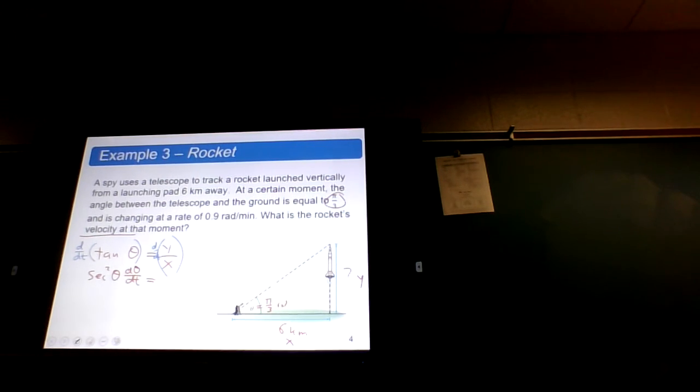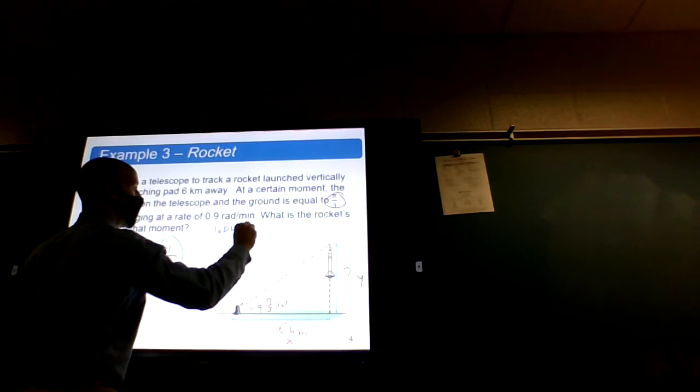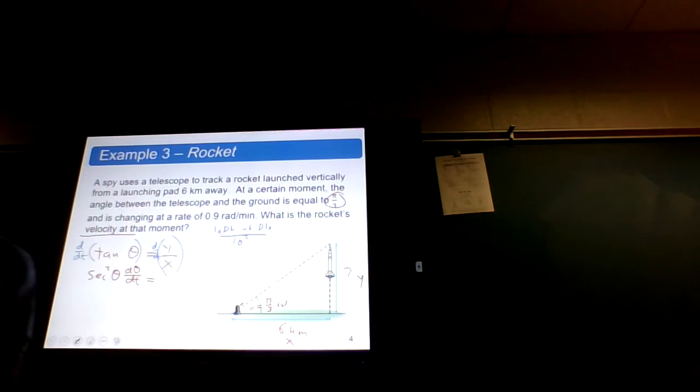What about on this side? What are we going to have to do? Quotient rule. Got to do the quotient rule. Just a quick reminder on the quotient rule. Remember, the quotient rule is low d high minus high d low over low low.